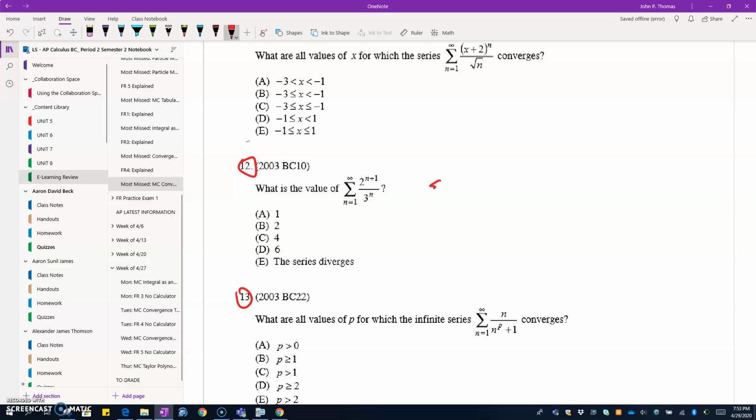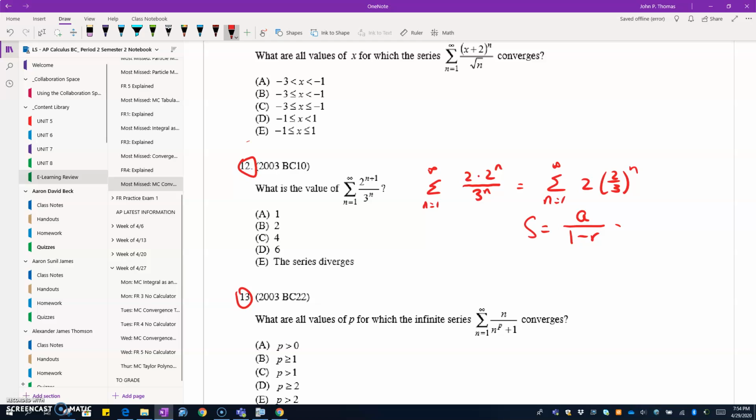Alright, so first thing I'm going to do is restructure the inside a little bit so it looks more like the structure that we need to see. Initially, I'm going to think of that as 2 times 2 to the n in the top, and in the bottom 3 to the n. Now if I restructure one more time, I have a 2 out front and a 2/3 raised to the n inside. Now, hopefully that raises the red flags that this is a geometric. And in a geometric, we know that the first term over 1 minus r gives us the infinite sum.